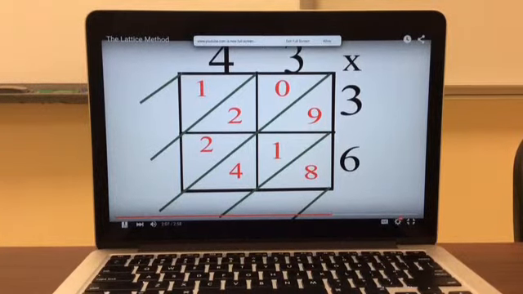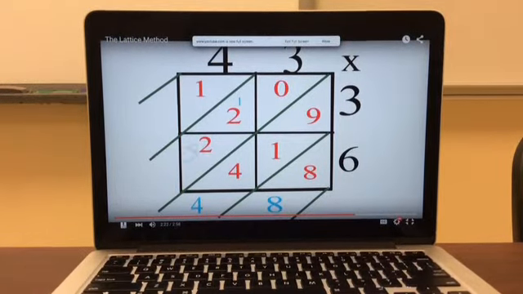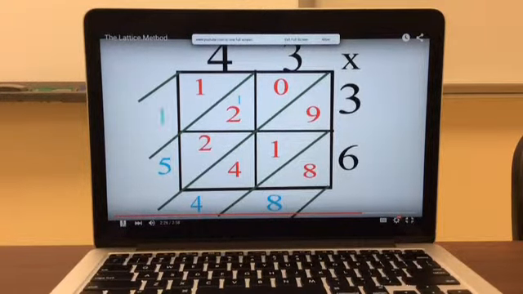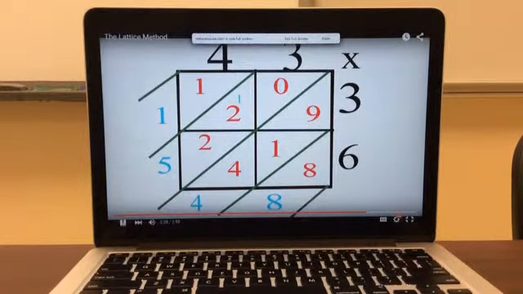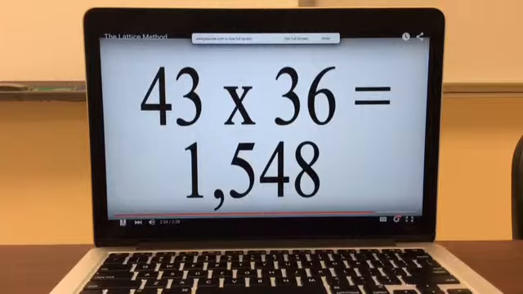Now we add each number placed in the diagonal areas from right to left. Place the 8 down first, then add 4 plus 1 plus 9 to get the answer 14. Place the 4 on the bottom and carry the 1 up on the other diagonal area and add 2 plus 2 plus 1 to get 5. Then we place the 1 to the left and we get our final answer, which is 1,548.